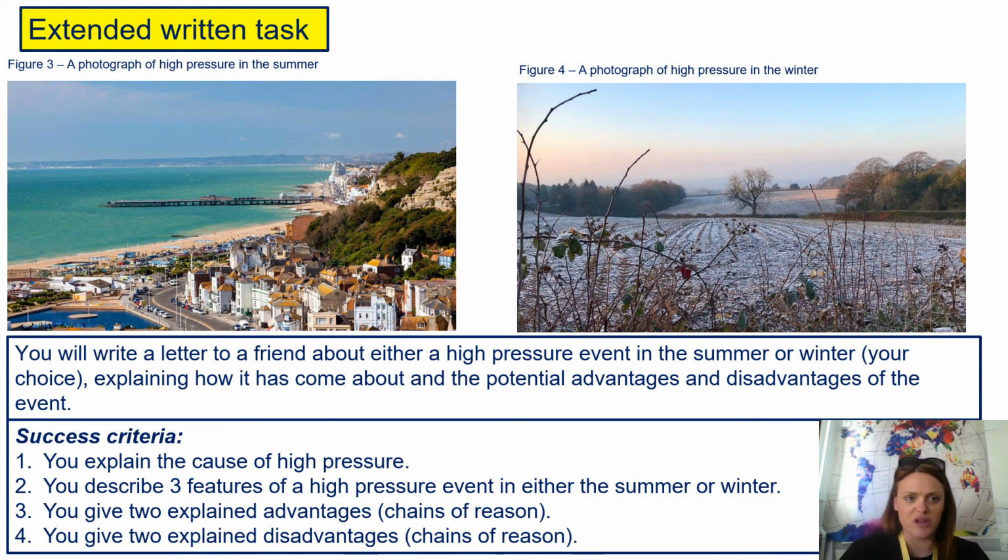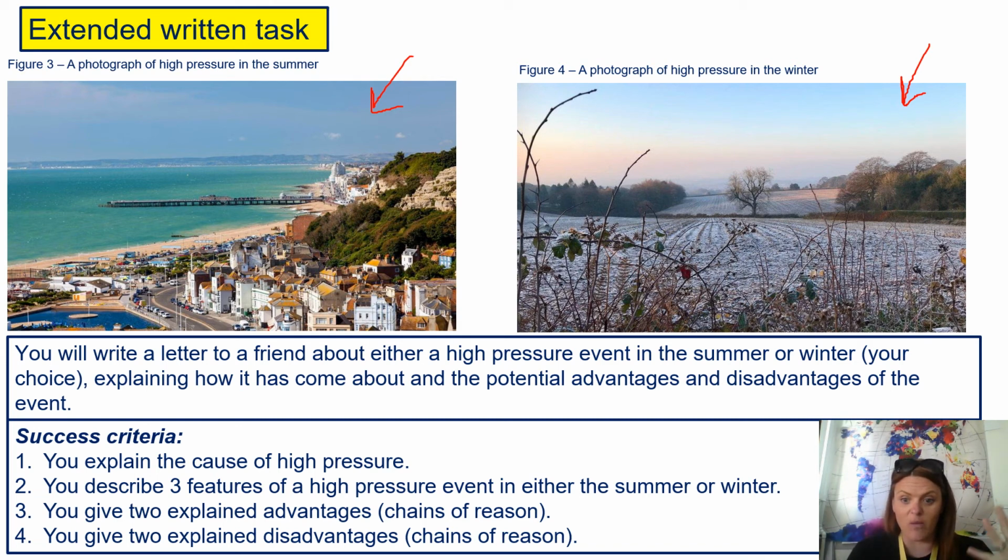Right, let's have a look. What do you have to do? So it says here, you will write a letter to a friend about either a high pressure event in the summer or winter. You can decide. Explaining how it comes about and the potential advantages and disadvantages of the event. Basically, you are going to choose to write about the summer high pressure anticyclone or a winter high pressure anticyclone. You choose, only one. And then you're going to tell me, how does it happen?